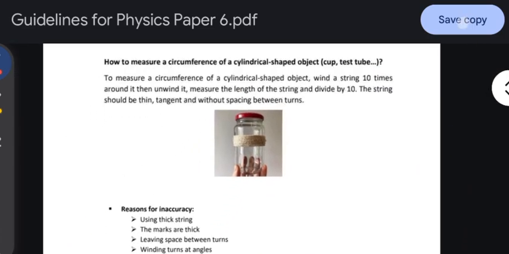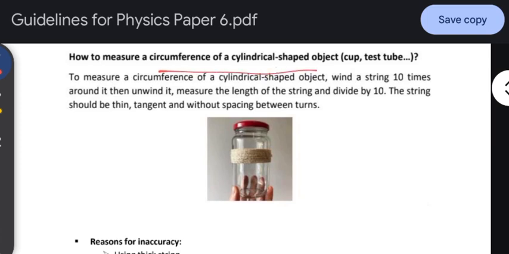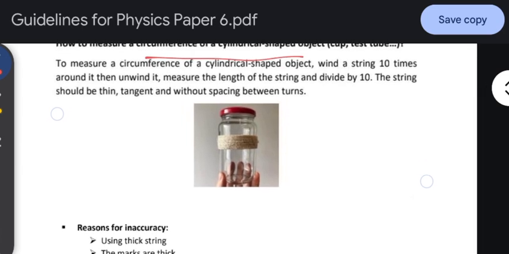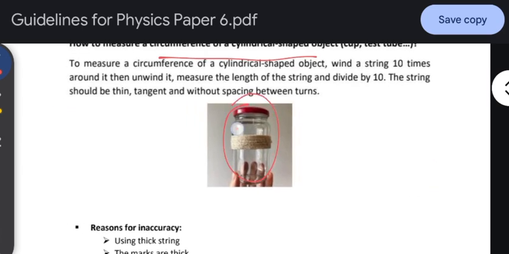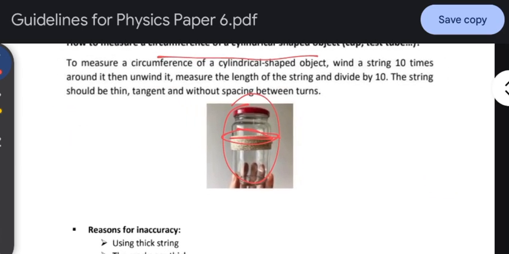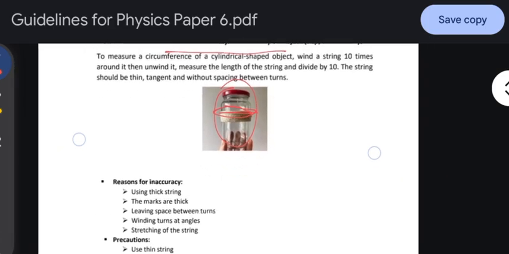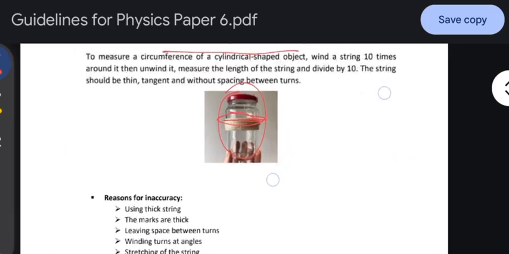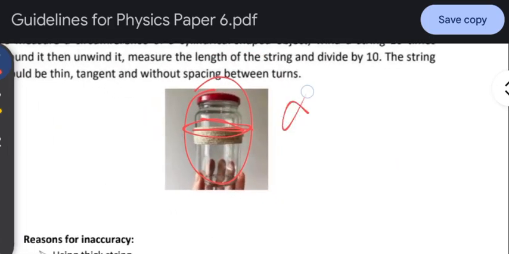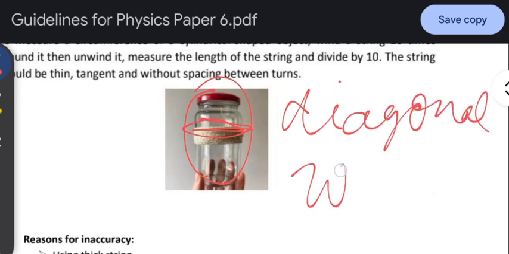How to measure the circumference of a cylindrical shaped object. To measure the circumference, you will wind a string 10 times and then unwind it and measure the length. So you will take this object, wind the string around it 10 times, then unwind it, measure the length of the string, and then divide it by 10, because of course you wound it 10 times. The string should be thin, tight and without spacing, and of course there should be no diagonal windings. You can add it here: no diagonal windings.